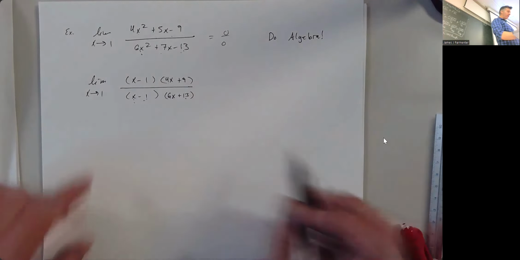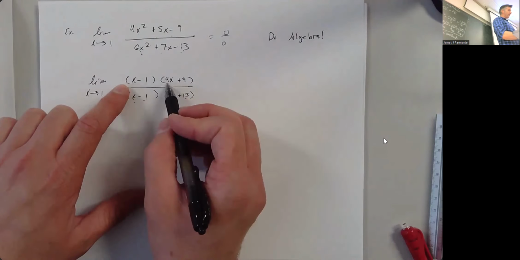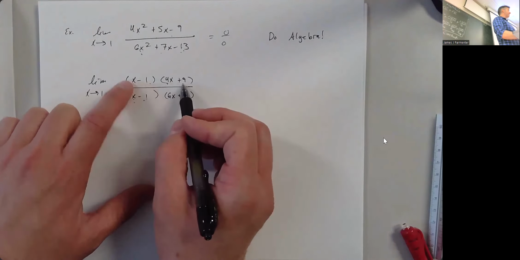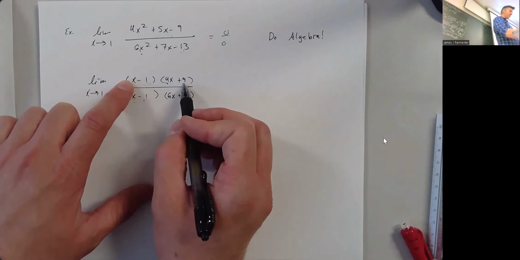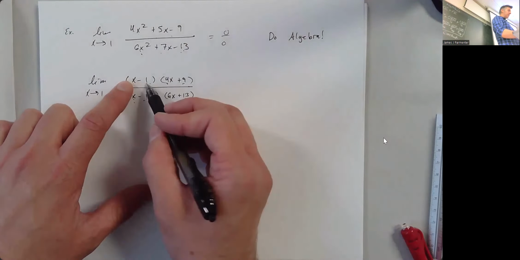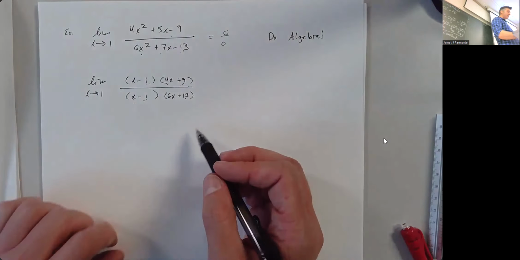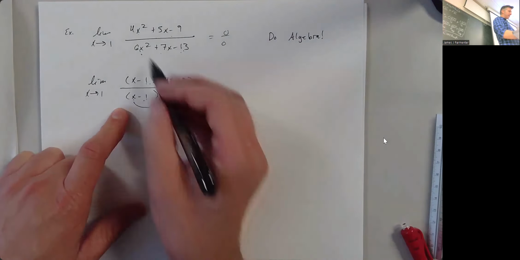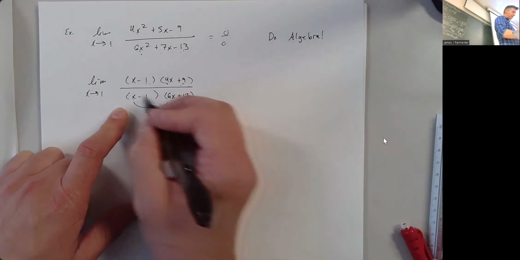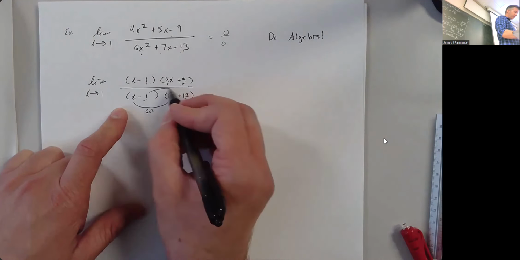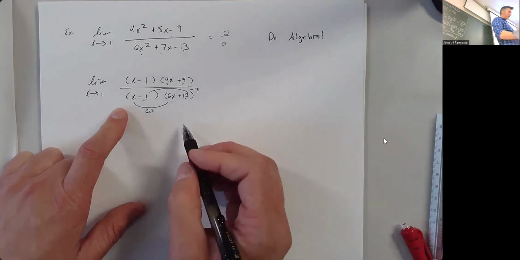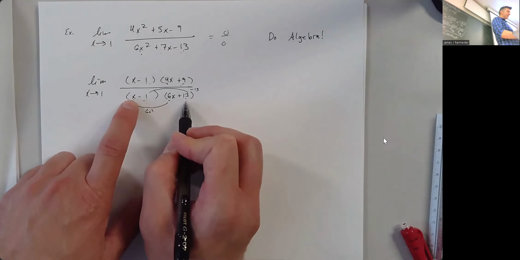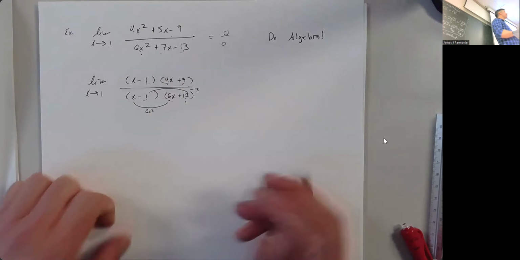We can check. If you actually multiply this out, x times 4x is 4x squared. Negative 1 times 4x is negative 4x. 9 times x is 9x. And 9x minus 4x is 5x. Minus 1 times 9 is minus 9. Same on the bottom. The parts we've already done work. x times 6x is 6x squared. Negative 1 times 13 is negative 13. And then the middle parts give me a negative 6x plus 13x, which is exactly 7x. You don't need to check this though.